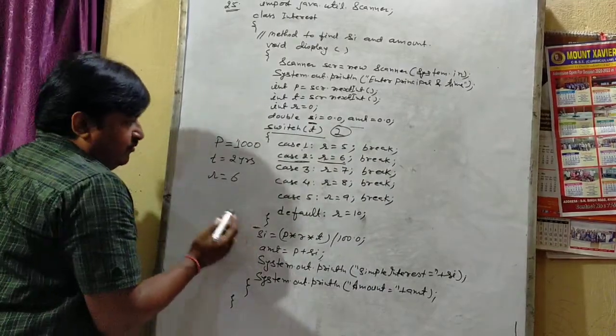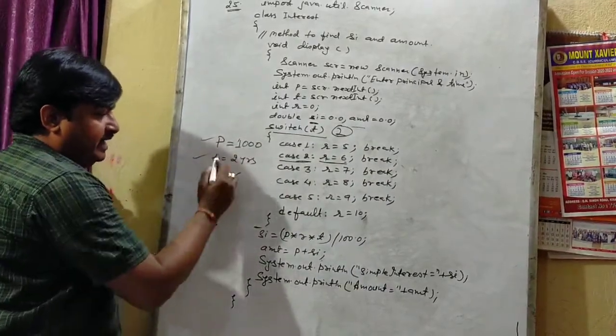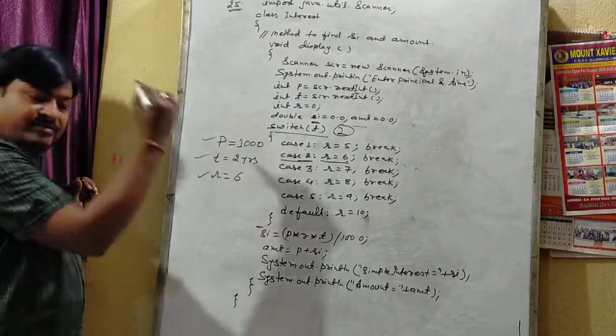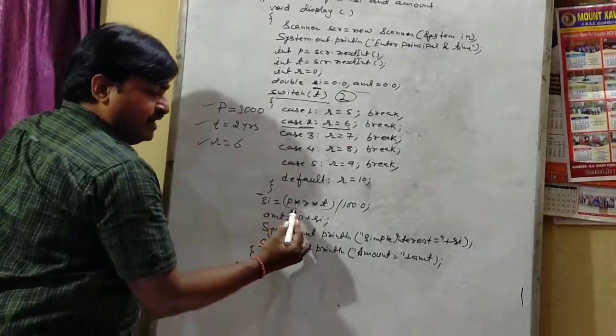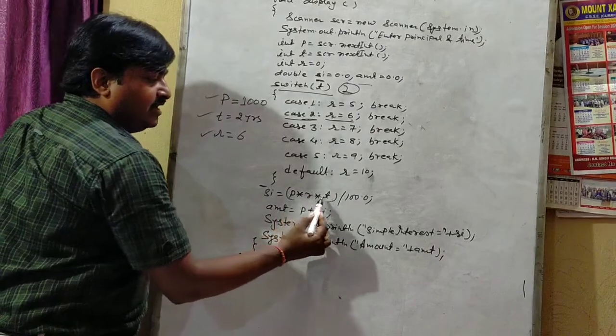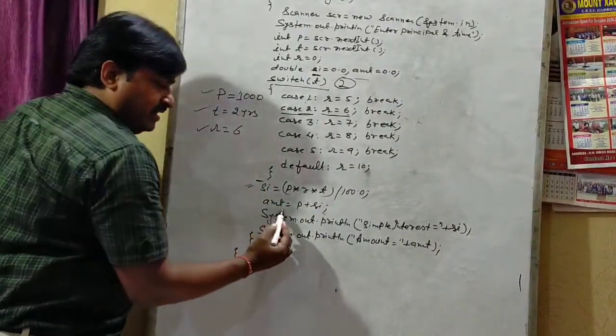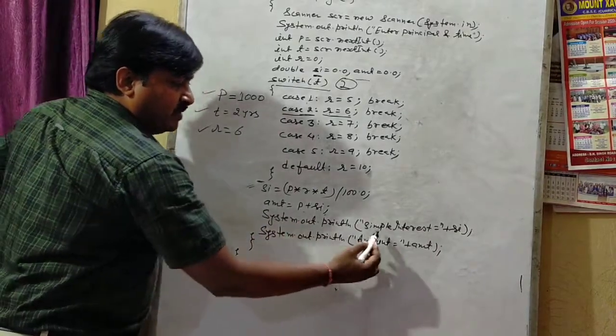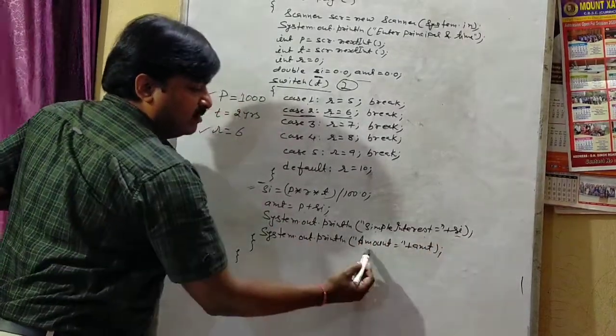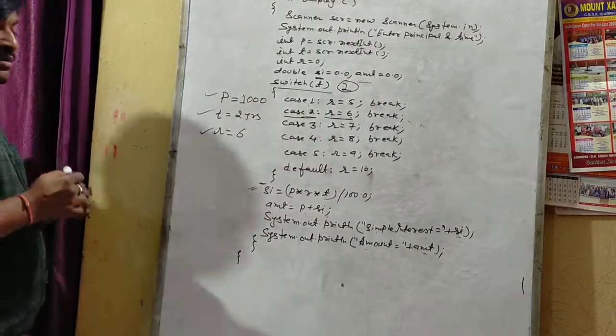So here we have P, we have T, and we have rate also. So we can find simple interest, that is P into R into T by 100.0. We will get SI, and AMT, that is amount equal to P plus SI. We will print simple interest equal to SI and amount equal to amount. Take one more example.